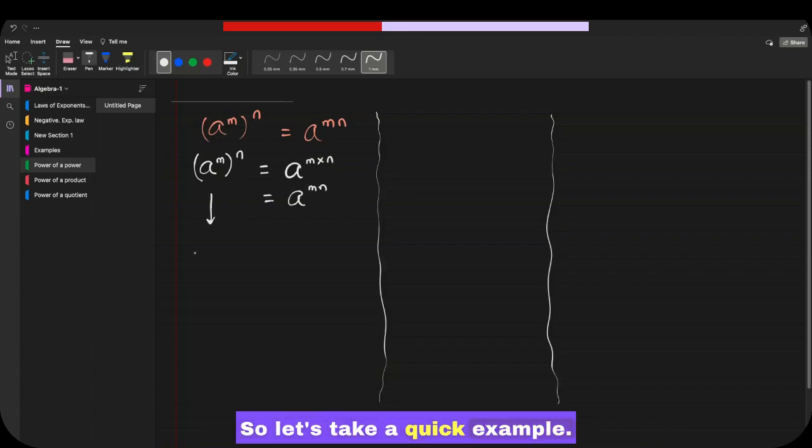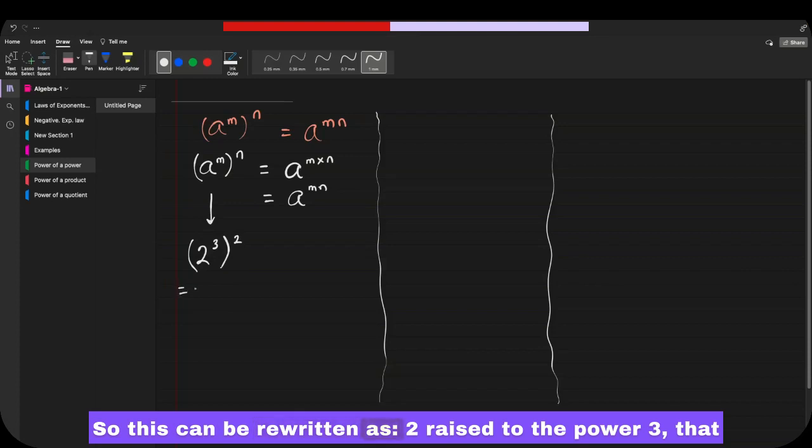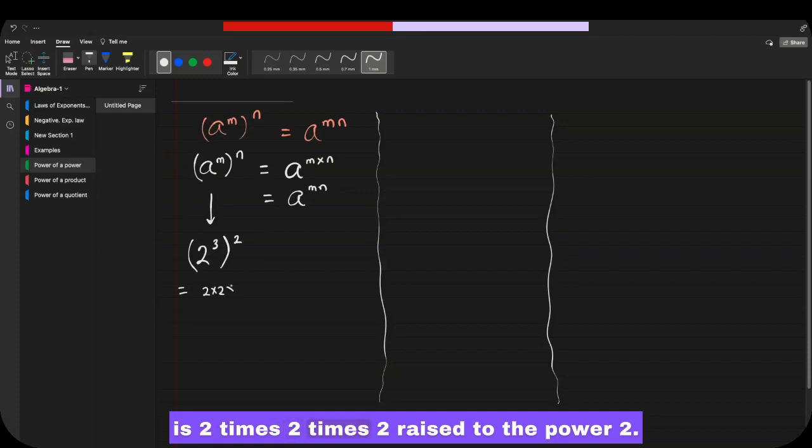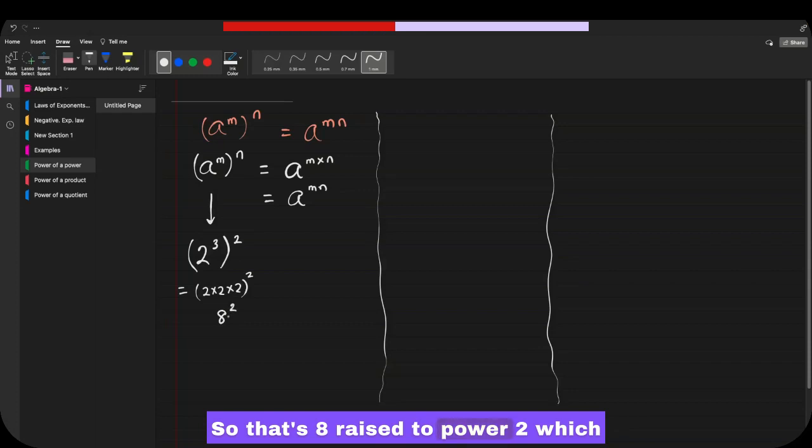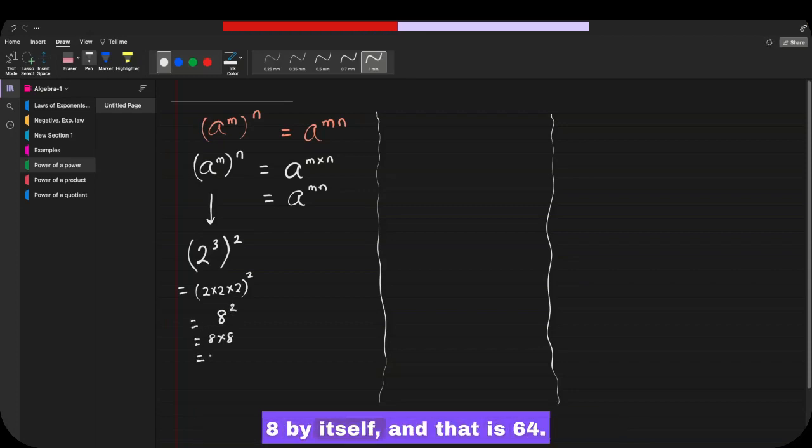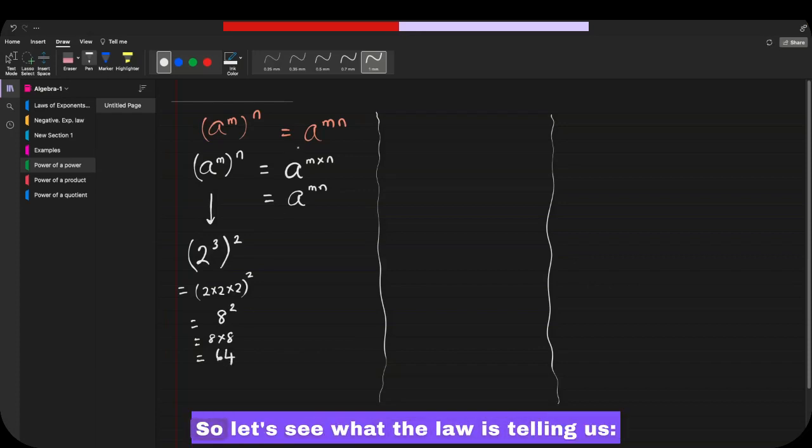So let's take a quick example. This is saying 2 raised to the power 3, all raised to the power 2, where our m is 3 and our n is 2. Our base a is 2, right? So this can be rewritten as 2 raised to the power 3, that is 2 times 2 times 2, all raised to the power 2. So that's 8 raised to the power 2, which is the same as 8 times 8, multiplying 8 by itself, and that is 64.